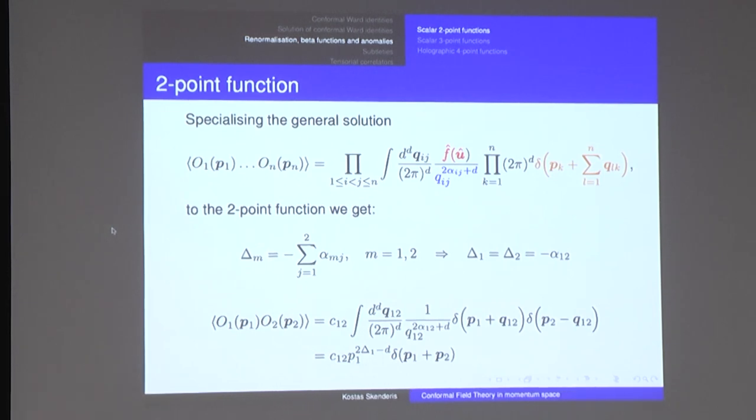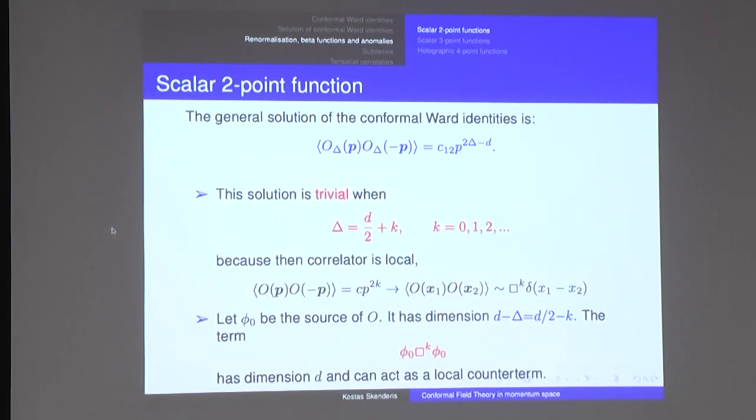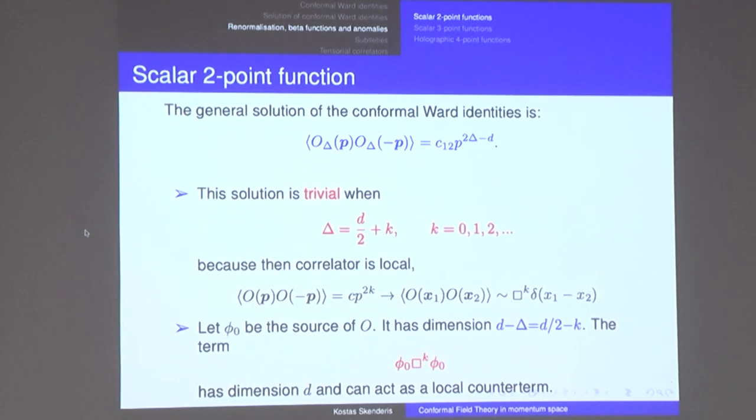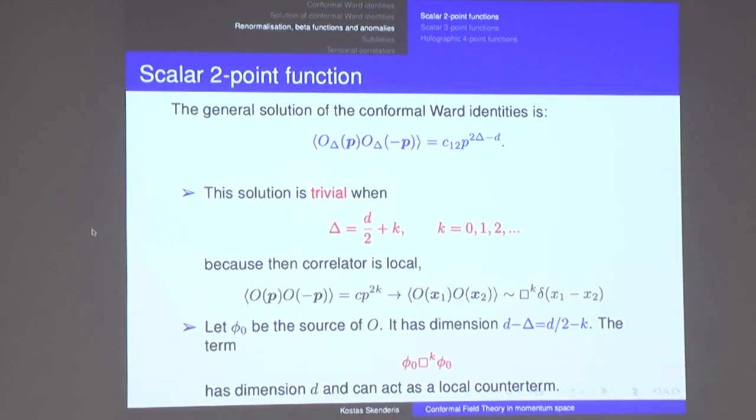Okay. So now we got our answer. So now I'm going to go back to the notation where I strip off the delta function. So this is a general solution in momentum space. Now, if you look at this for a moment, then you realize that this solution here is trivial every time the dimension of the operator is d over 2 plus k. And the reason is that if I take this and apply it in here, you can see the p's cancel out and I get p squared to the k. And if I Fourier transform back to position space, then this is a contact term. So this is a Laplacian to the kth power acting on the delta function.